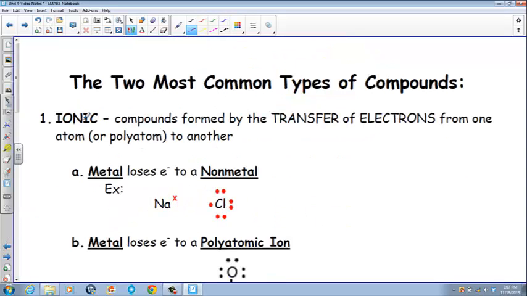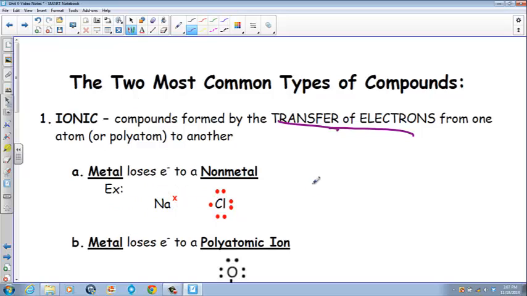Next, so the two most common types of compounds. The first one, ionic. So compounds are formed by the transfer of electrons. This is very important. Ionic compounds, transfer of electrons. So one gains, one loses from one atom or polyatom to another. And we're going to look at what polyatoms are in a second. So here's one example. A metal will lose an electron to a nonmetal. So here's a good example.